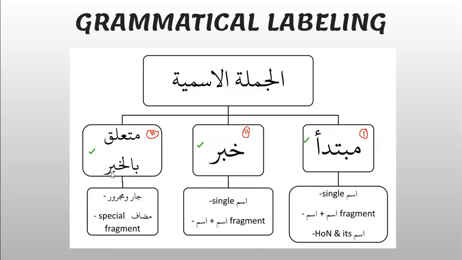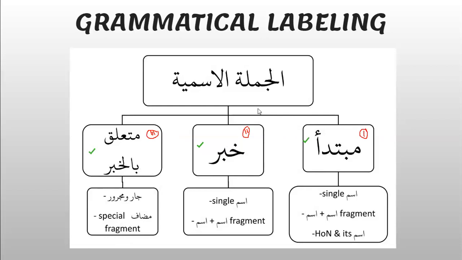If in any sentence you find those types of khabar, then that is a muta'alliq bil khabar. So in a jumla ismiya, you can find a mubtada and a khabar, and that's it, no muta'alliq bil khabar. Or you can find mubtada and muta'alliq bil khabar, and those things will combine the sentence. But sometimes you can find all three together. Mubtada will always be there. Khabar and muta'alliq bil khabar can come or cannot come; either one of them comes or both of them can come.